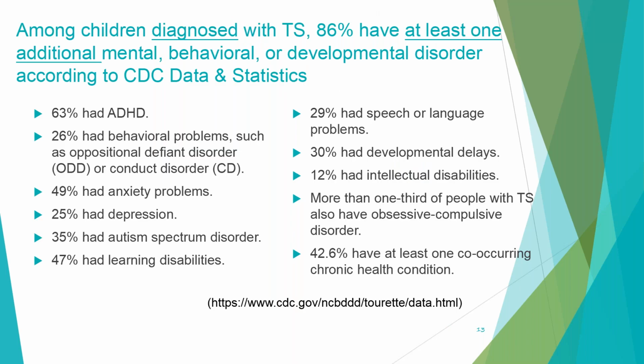So this data shows that among the children that are diagnosed with Tourette, 86% have at least one additional developmental or behavioral mental disorder. And 63% with attention deficit hyperactivity. More than 1/3 of people with Tourette have obsessive compulsive disorder. You can see where the problems interact or blend together for our kids.